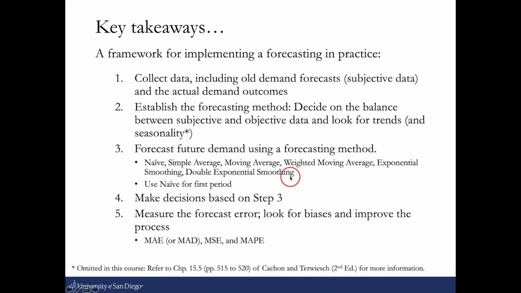Then we move on to step 4, which is to make decisions based on step 3. And if you want to evaluate the model performance, we can proceed to step 5, and that is to measure the forecast error, looking for biases and attempting to improve the process. And we introduced to you 3 different metrics for evaluating the forecast error. The MAE or MAD, they are the same. MSE and MAPE. Alright, so once you complete step 5, there is a possibility that you may need to revisit one or many of these steps so that you can revise the estimates that are generated in each of these steps.